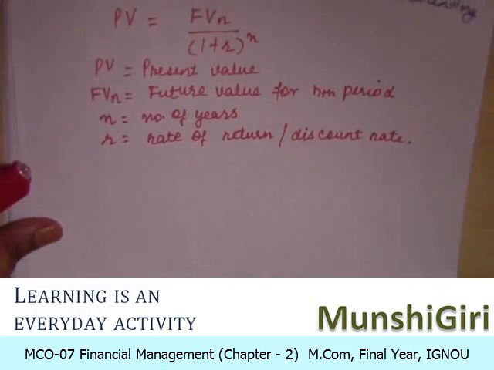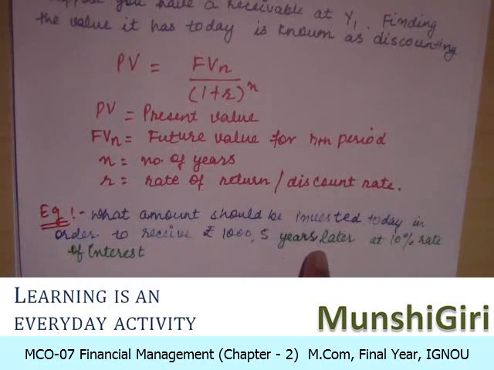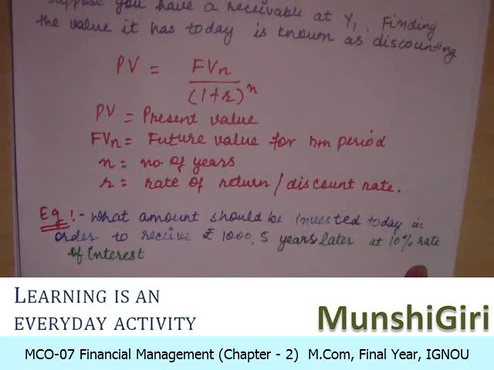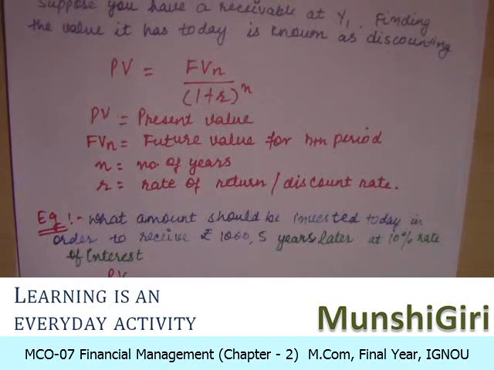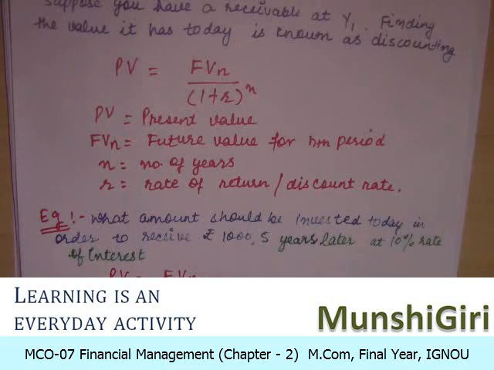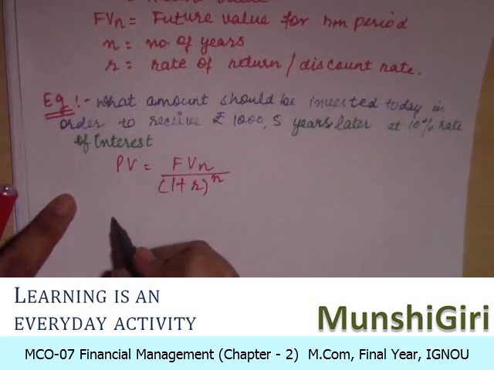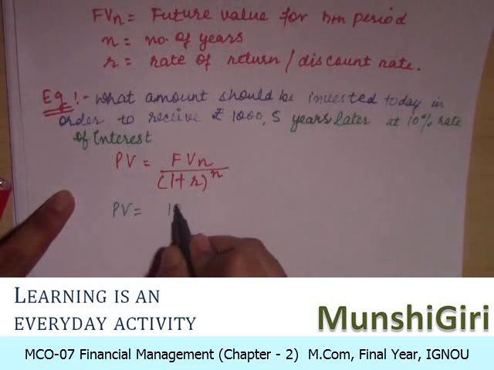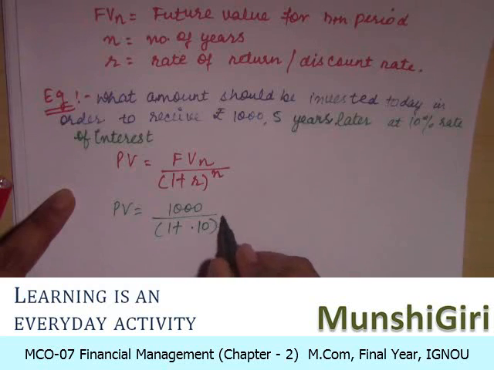Let's take up an example. Here's the question. What amount should be invested today in order to receive rupees 1000 5 years later at 10% rate of interest? All we have to do is apply the formula that we learned just now. Present value is equal to future value, 1000, divided by 1 plus r, which is 0.10, for a period of 5 years.